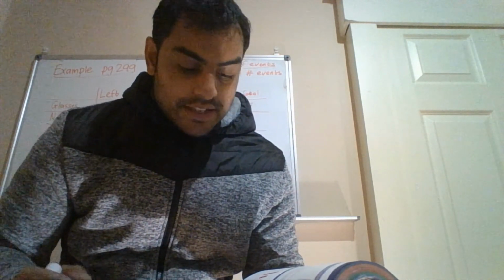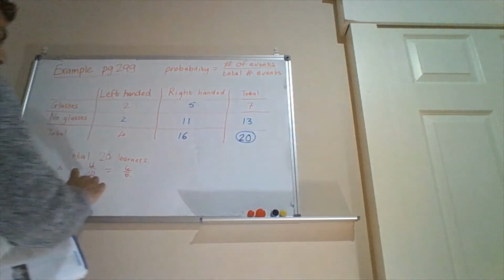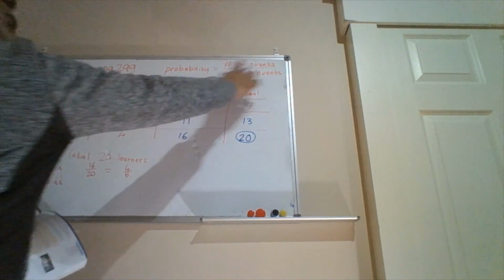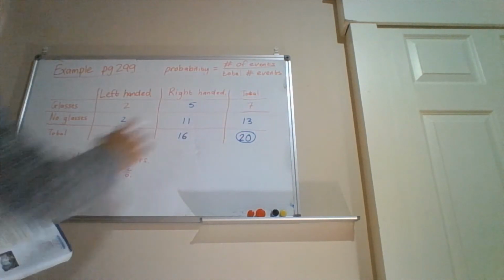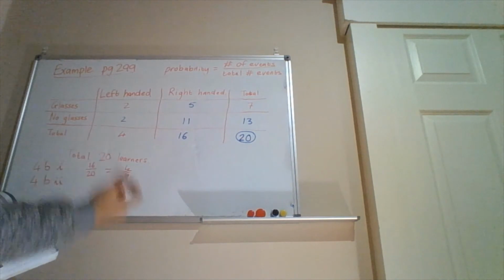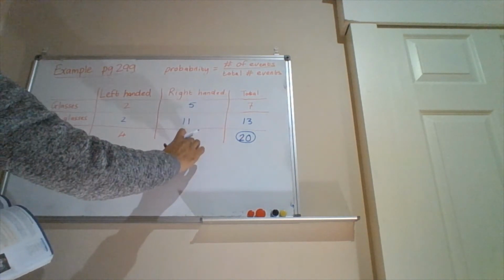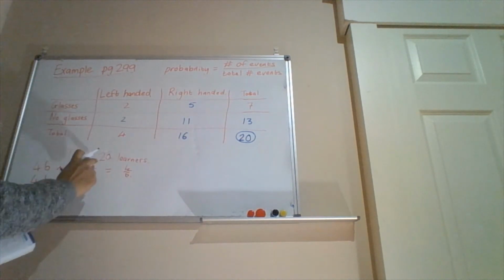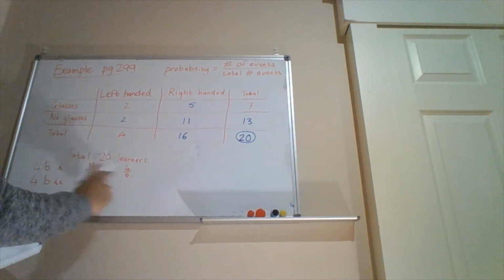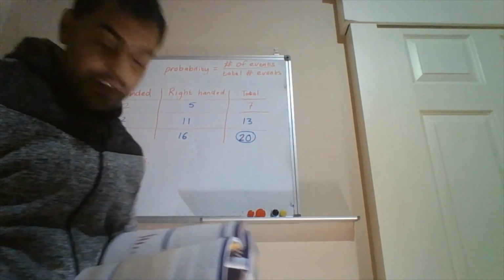Question 4b asks to calculate the probability that if you pick any one of the 20 learners at random, they will, and 4b number 1 is asking the probability that they will be right-handed. So you're picking from 20 learners, that's the total number of events. The number of events we're interested in is right-handed, and there are a total of 16 right-handed students, so our probability is 16 out of 20, which simplifies to 4 out of 5.